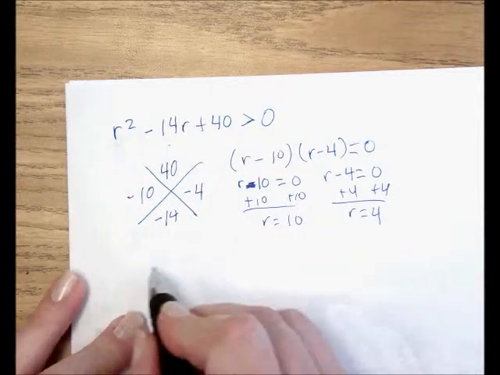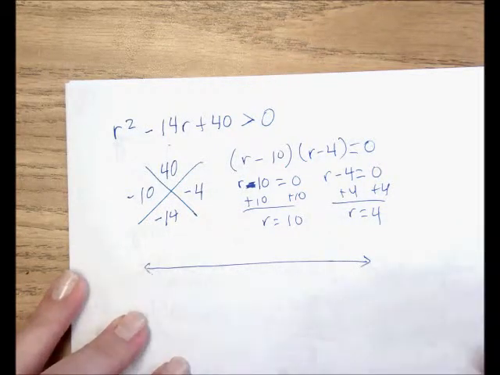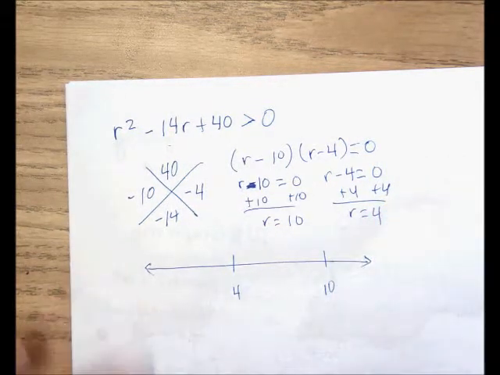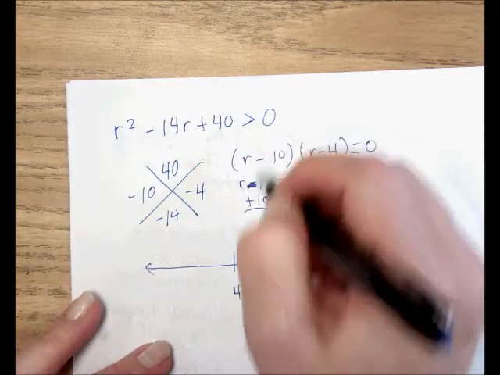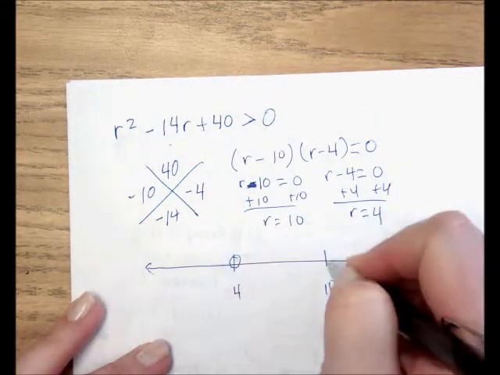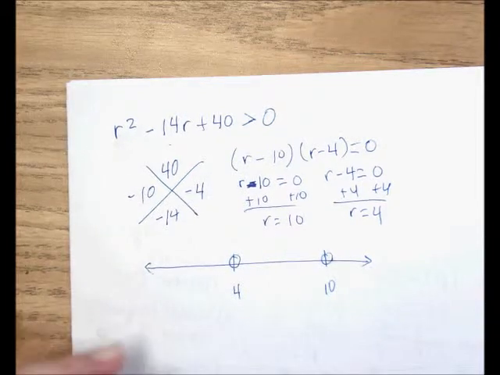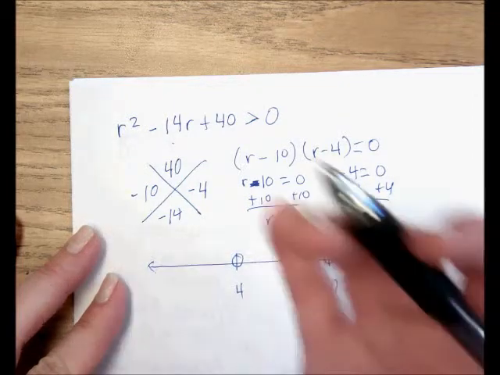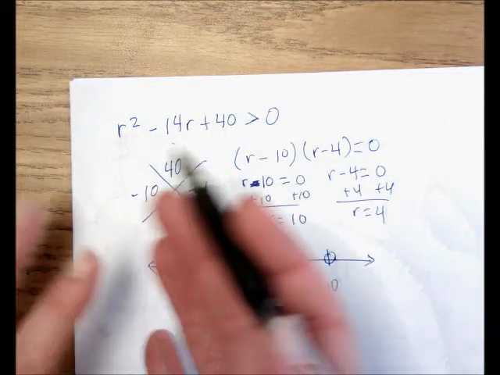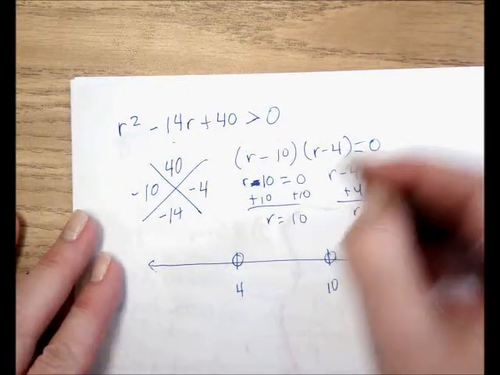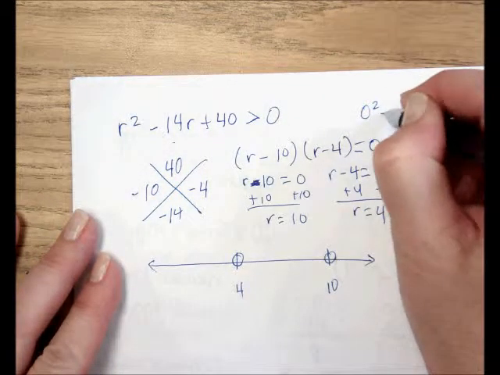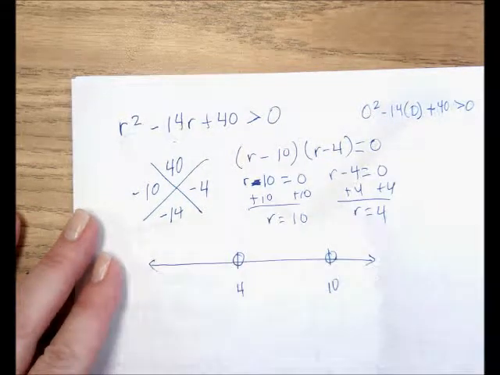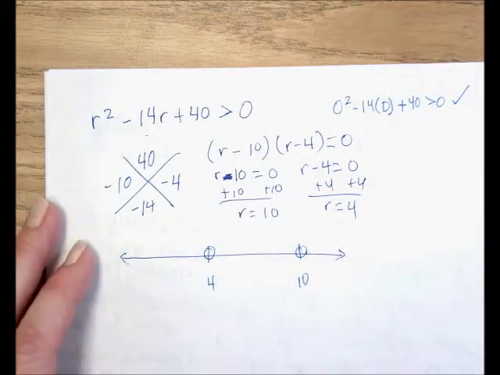At this point, my second step was I graphed my roots. So I have a 4 and I have a 10 as my roots. And I can look up top, look at my inequality sign, and see that I have open circles on those two values. Now I'm going to choose a number on the number line that's not 4 or 10, and 0 is not one of my numbers, so I'm going to choose that, and I plug it in here. So I have 0 squared minus 14 times 0 plus 40 is greater than 0. And in this case, it is true.